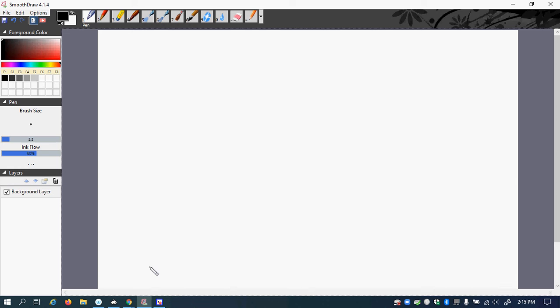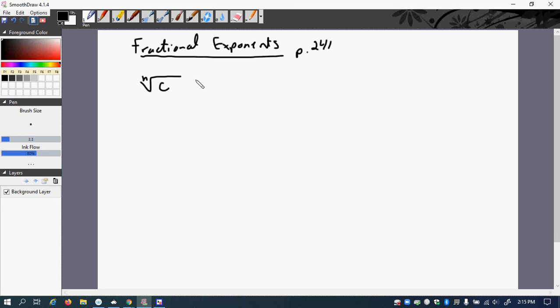But we're looking at fractional exponents. Again, it's in the book on page 241 is where I'm at. So make sure you can get into that. Again, like we've been working with, the radical n of c is the same thing as c to the exponent of 1 over n. But the other two is like c to the m over n.